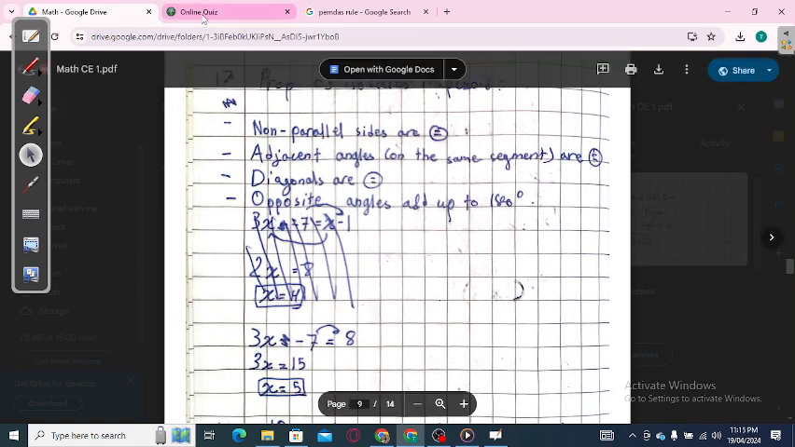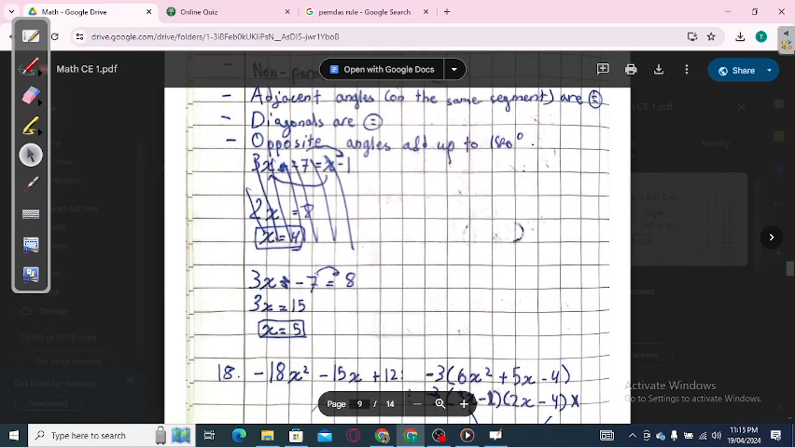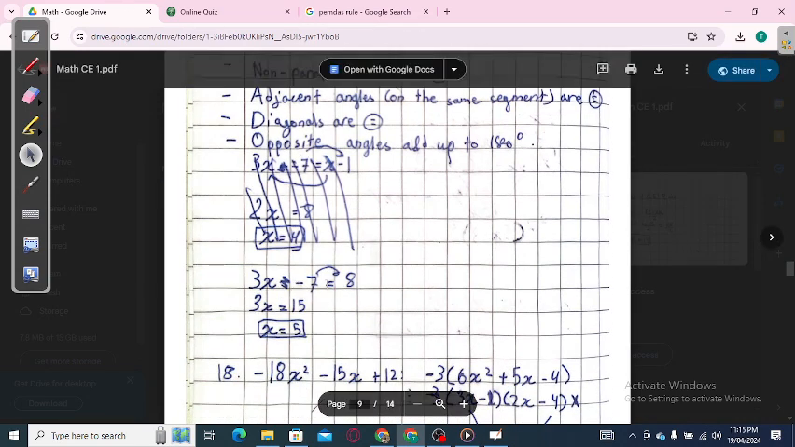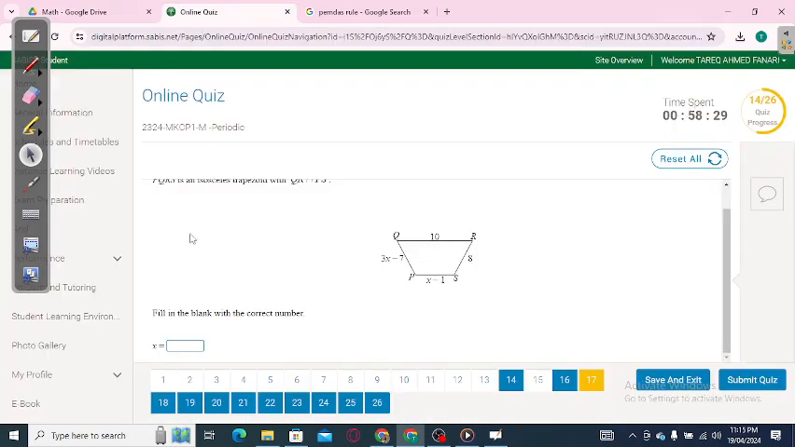Now the rule we need for this one is the first rule, non-parallel sides are equal. So 3x minus 7 is equal to 8. If you take the 7 to the other side, it will be positive 7, so 8 plus 7 is 15. 3x equals 15, x equals 5, and 5 is your answer.